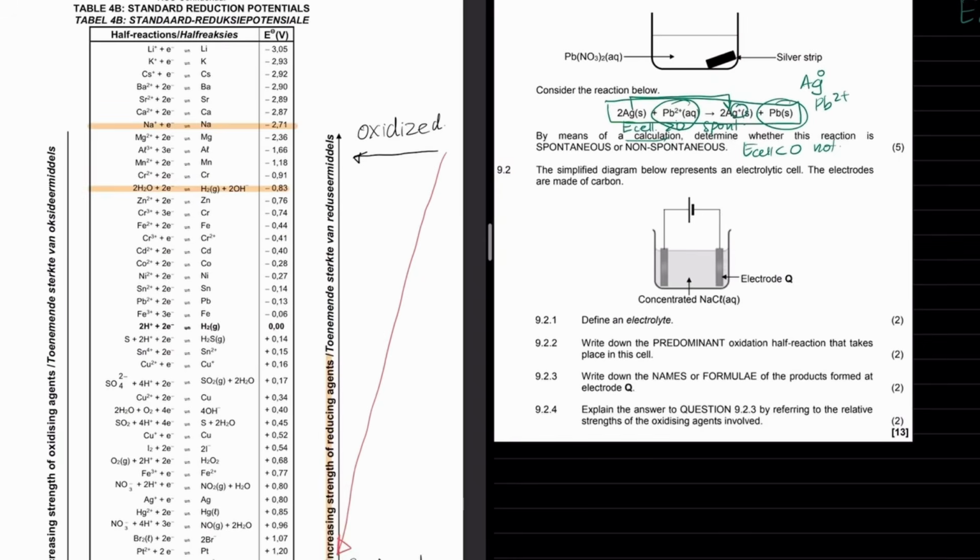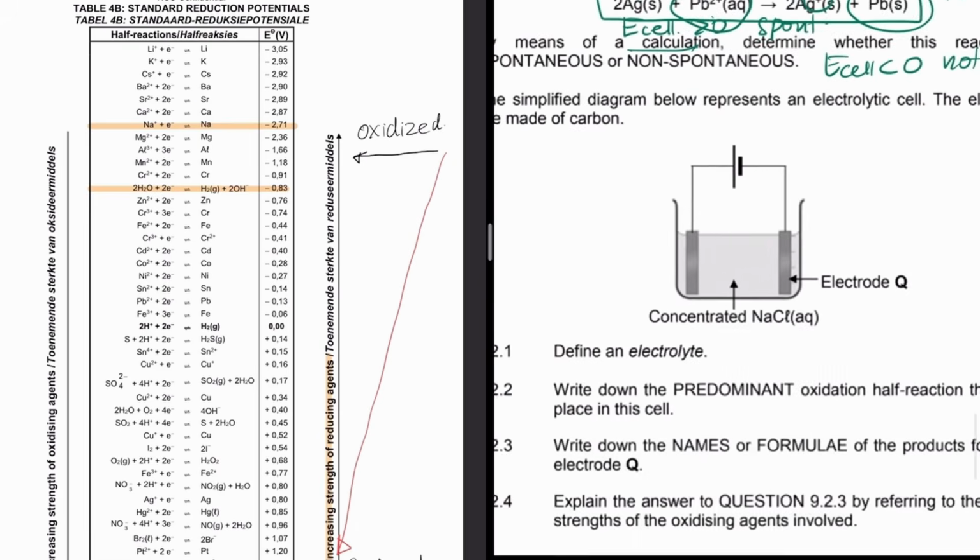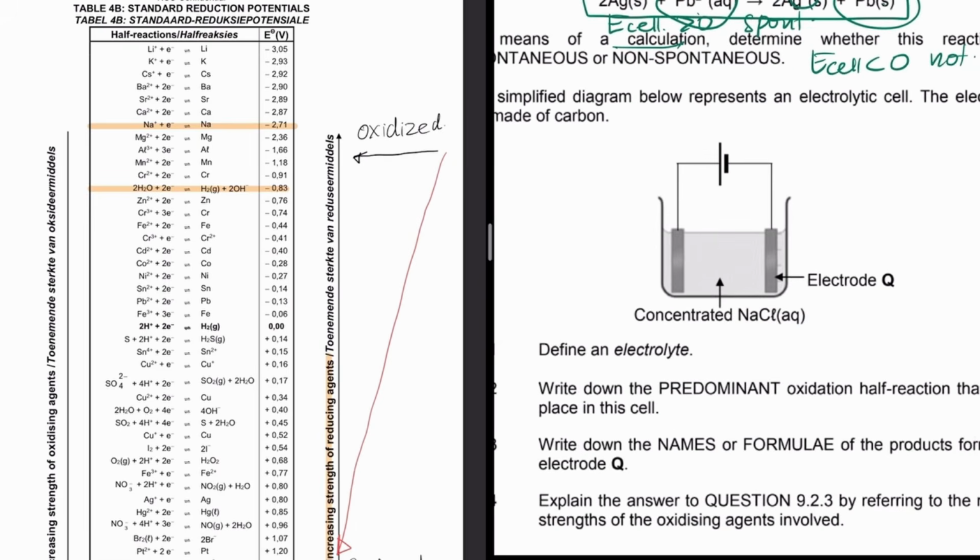Now let's take a look at the last one, question 9.2. The simplified diagram below represents an electrolytic cell. The electrodes are made of carbon. Now, since they are made of carbon, this is going to be the positive electrode. That's going to be the positive end of the cell. That's going to be the negative end of the cell. This is going to be the positive electrode. That's going to be the negative electrode.